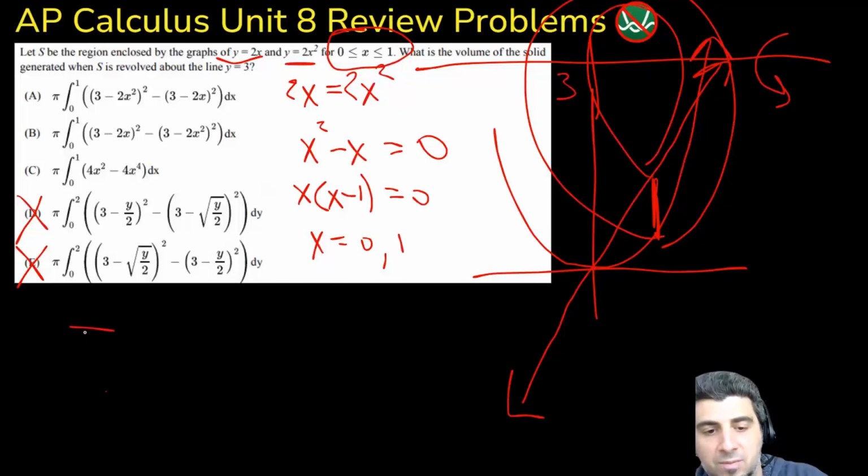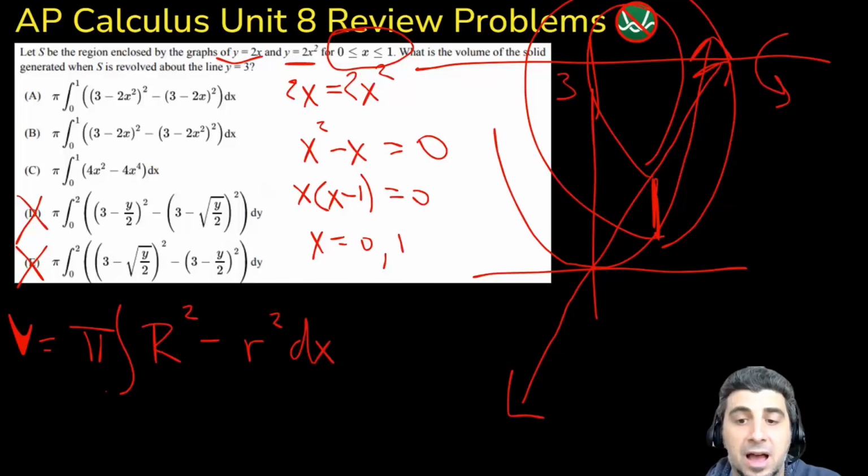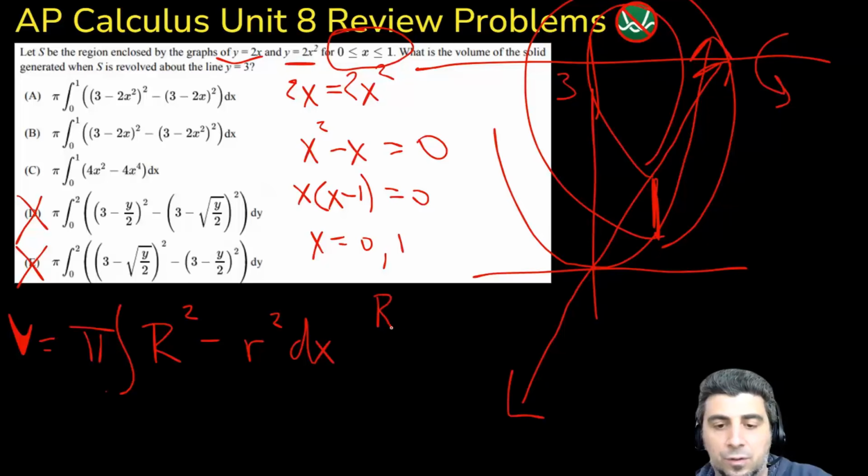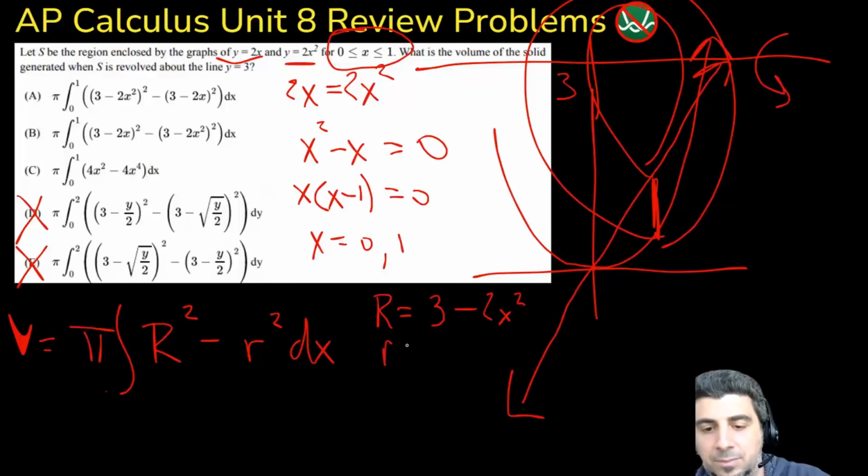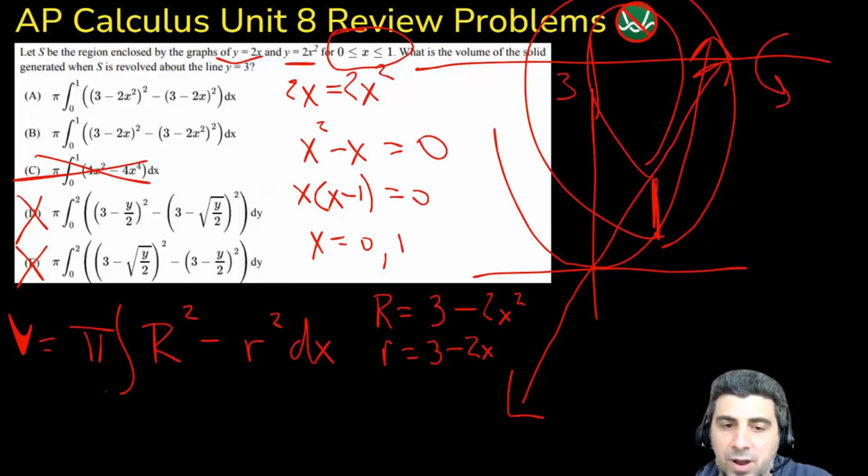Since it's a washer, I know my volume formula is going to be the integral of big R squared minus little r squared. Now, the outer radius is the distance from the axis of rotation, which is 3, and the curve that makes the outer radius of the washer, which would be the parabola 2x squared. Little r is the distance from the axis of rotation to the inner radius, which is made by 2x. So you have to be careful here. It's not going to be C. If you look, very, very similar with the squares.